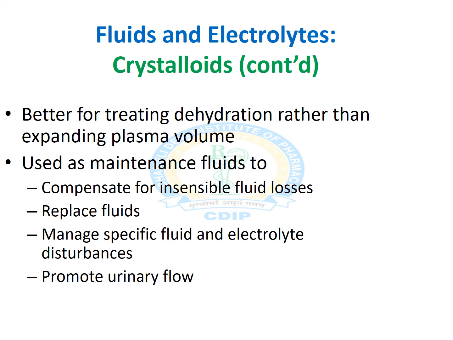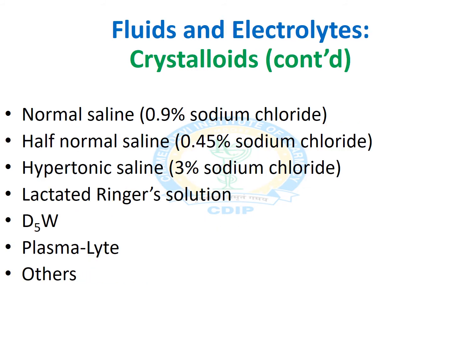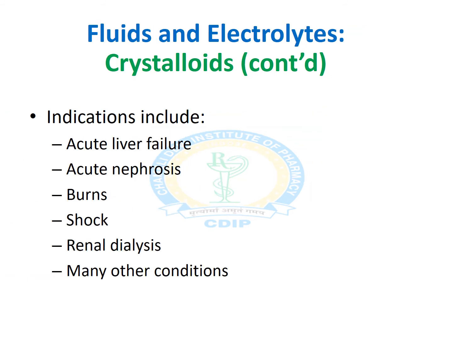They are used as maintenance fluids to compensate for insensible fluid losses, replace fluids, manage specific fluid and electrolyte disturbances, and promote urinary flow. They are normal saline, half normal saline, hypertonic salines, lactated Ringer's solution, dextran, high molecular weight, and Plasma-Lyte, and some others. Basically they are used in the case of acute liver failure, acute nephrosis, burns, shock, renal dialysis, and some other conditions.